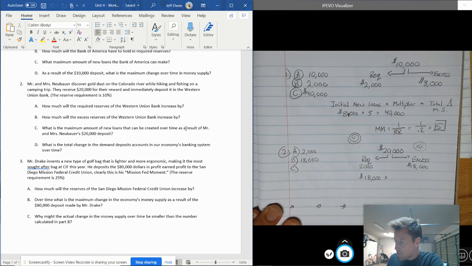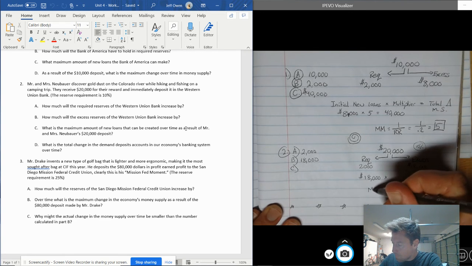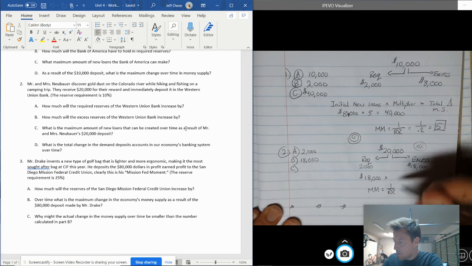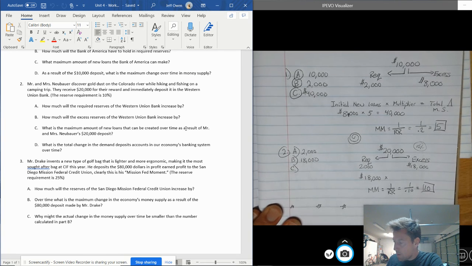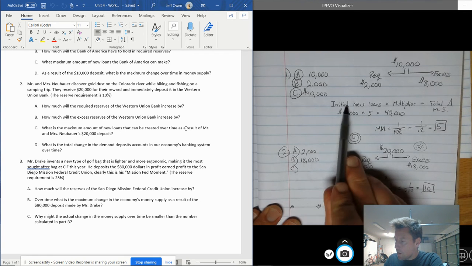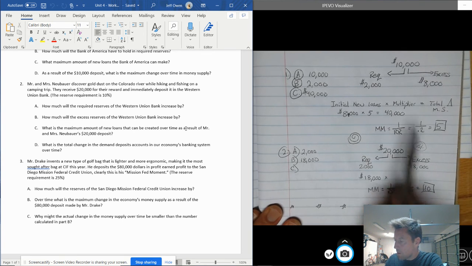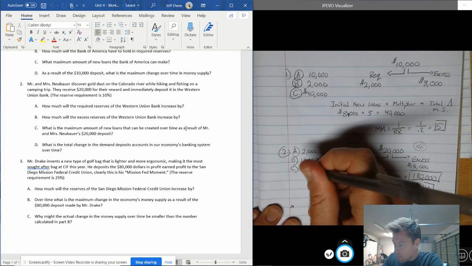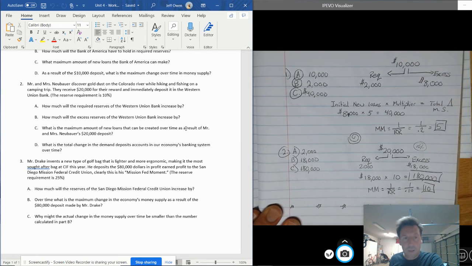Now I have to multiply by the money multiplier. To get my money multiplier, I'm going 1 over the required reserve rate, 10%. So 1 over 0.1 is a money multiplier of 10. So initial new loans, 18,000, multiplied by our money multiplier will give us our total change in the money supply, which will be $180,000.